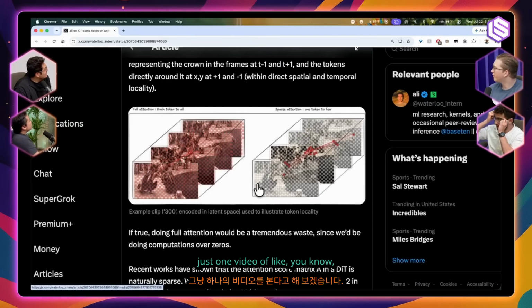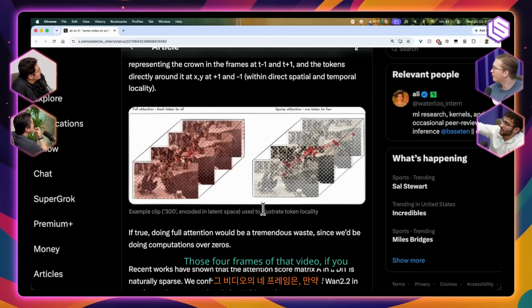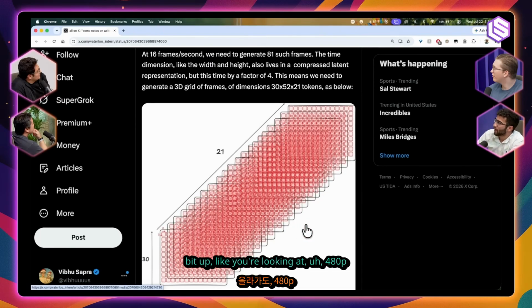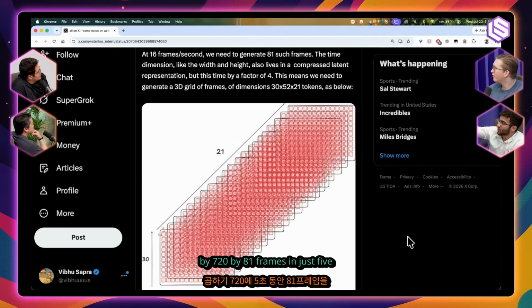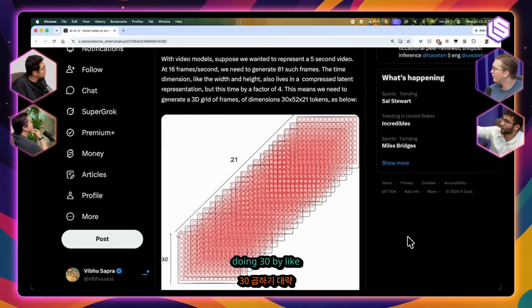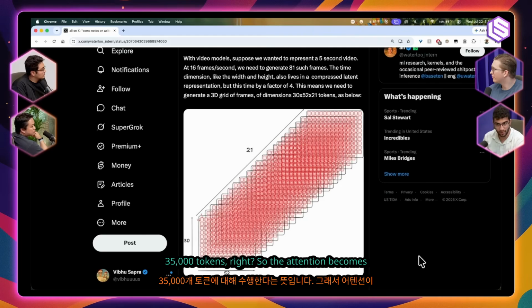So you can think about your dimensions, and I think we have a good diagram that shows the sheer number of tokens, right? Let's say you're looking at just one video of Sparta 300 or whatever. So let's say we're looking at 4 frames, right? Those 4 frames of that video, if you're doing full attention, if you go a little bit up, you're looking at 480p by 720 by 81 frames in just 5 seconds, because 16 FPS by 5, right? And then you compress it down to latent space, but you're still doing 30 by 50 by 21 tokens. Which means that for attention, for just 5 seconds, you're running attention on 35,000 tokens, right?